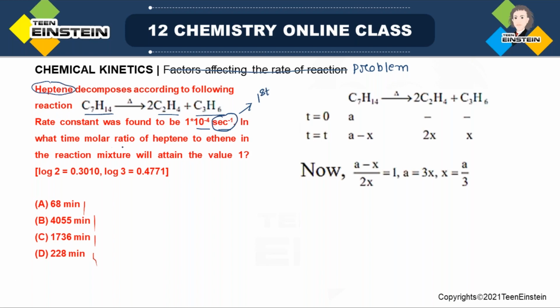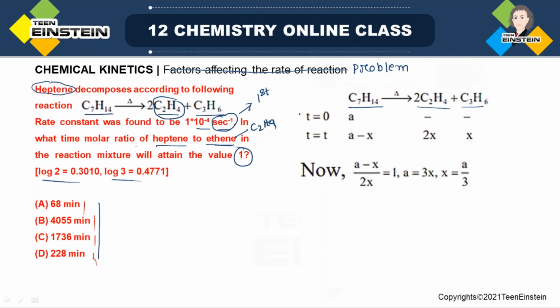Next, in what time will the molar ratio of heptene to ethene be attained? What is ethene? Ethene is C2H4. One of the products is ethene, another product is C3H6, but nothing is mentioned about that product. We only have to find the time in which the molar ratio of starting material, that is C7H14 divided by C2H4, in the reaction mixture will attain the value 1. Some information is also given, that is log 2 value and log 3 value are given, and all the options are in minute unit. So this is the reaction that is given in the question.